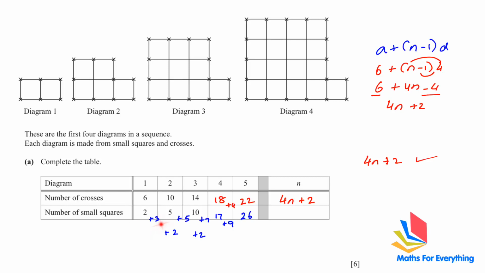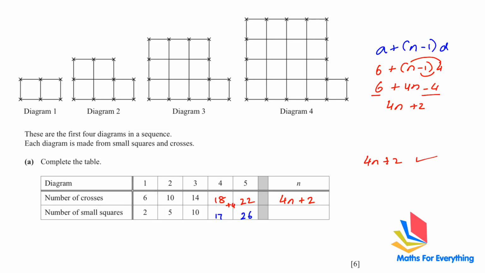Whenever you have a sequence like this, where the first difference is not the same, but the second difference is the same, it is a quadratic sequence. There's a formula to find a quadratic sequence, but luckily for this question, we don't need to use that formula. We just need to know a few basic things.